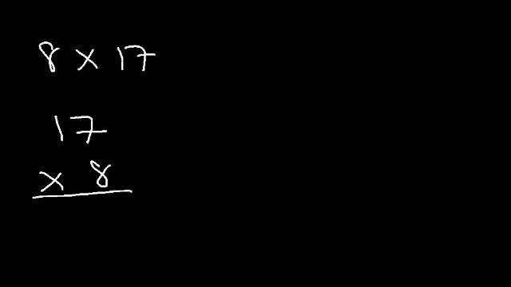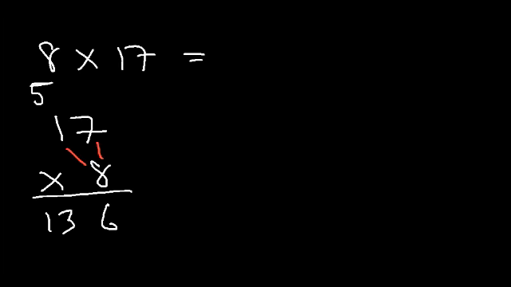So let's say you want to multiply 8 times 17. So try this problem, but using both techniques. So let's do it this way, 17 times 8. So 8 times 7, that's 56. We're going to move the 5 here. And 8 times 1 is 8 plus 5, that's 13.